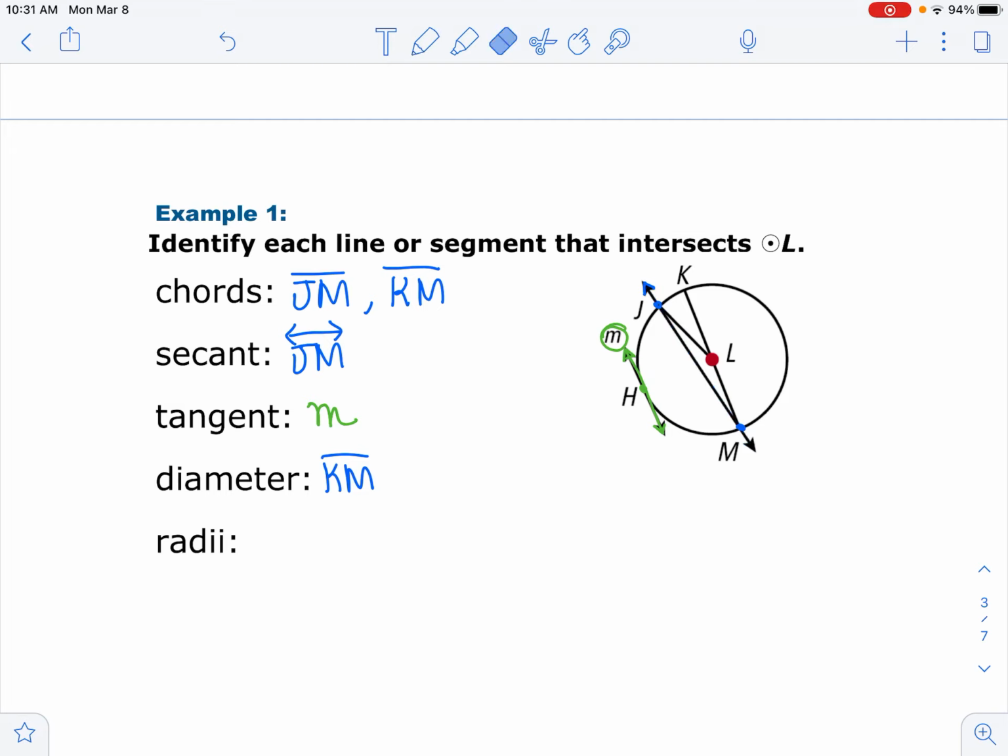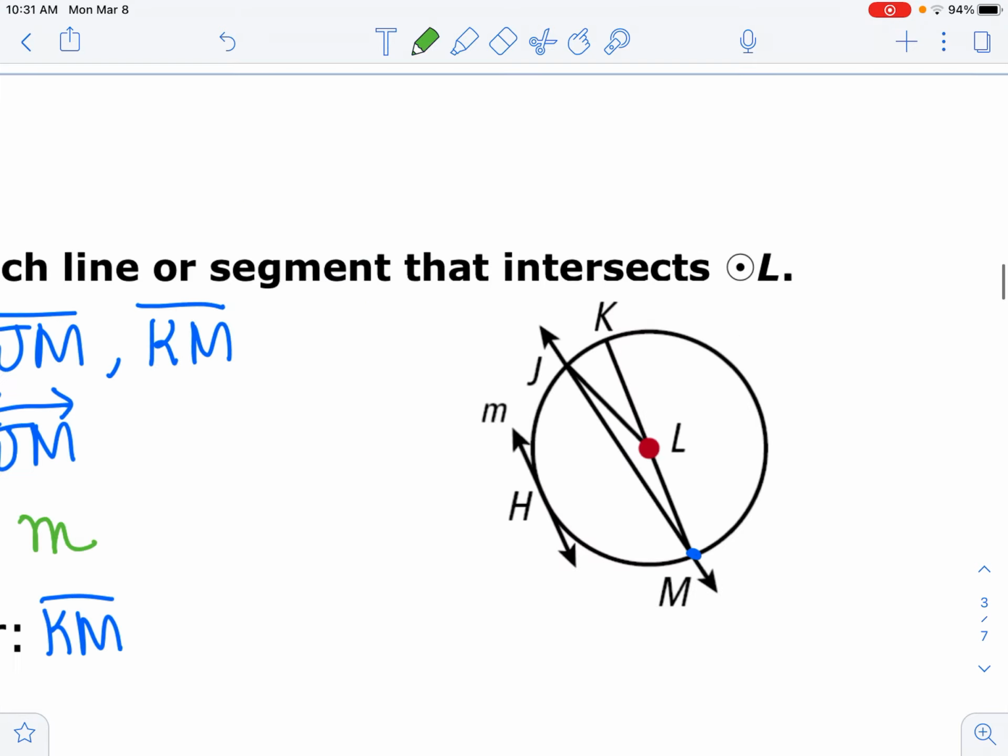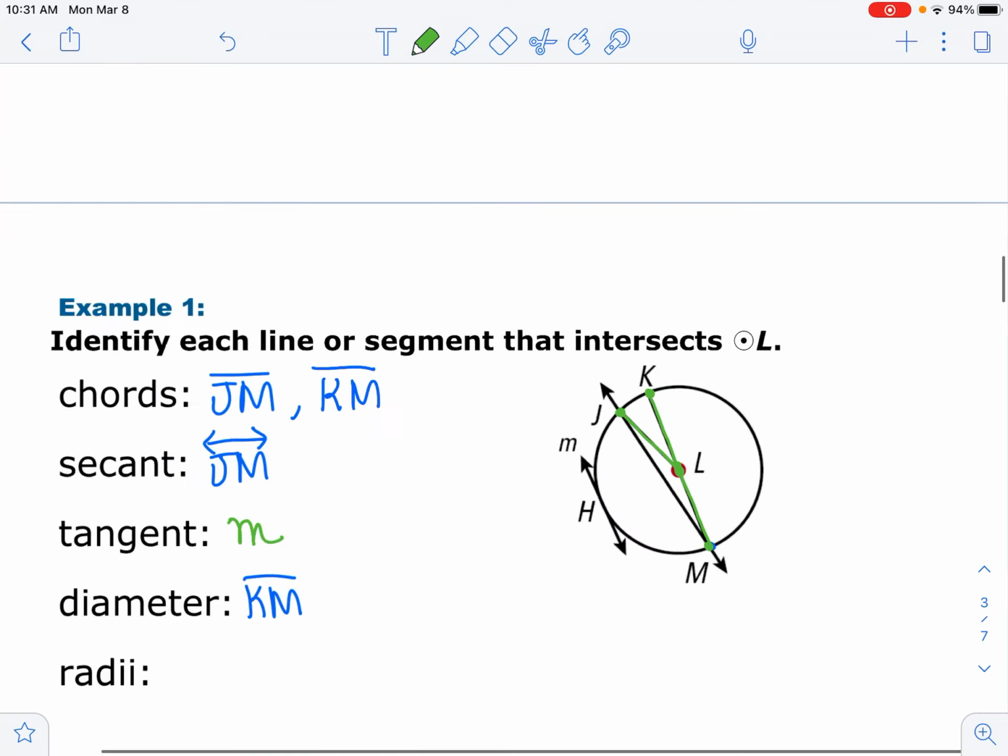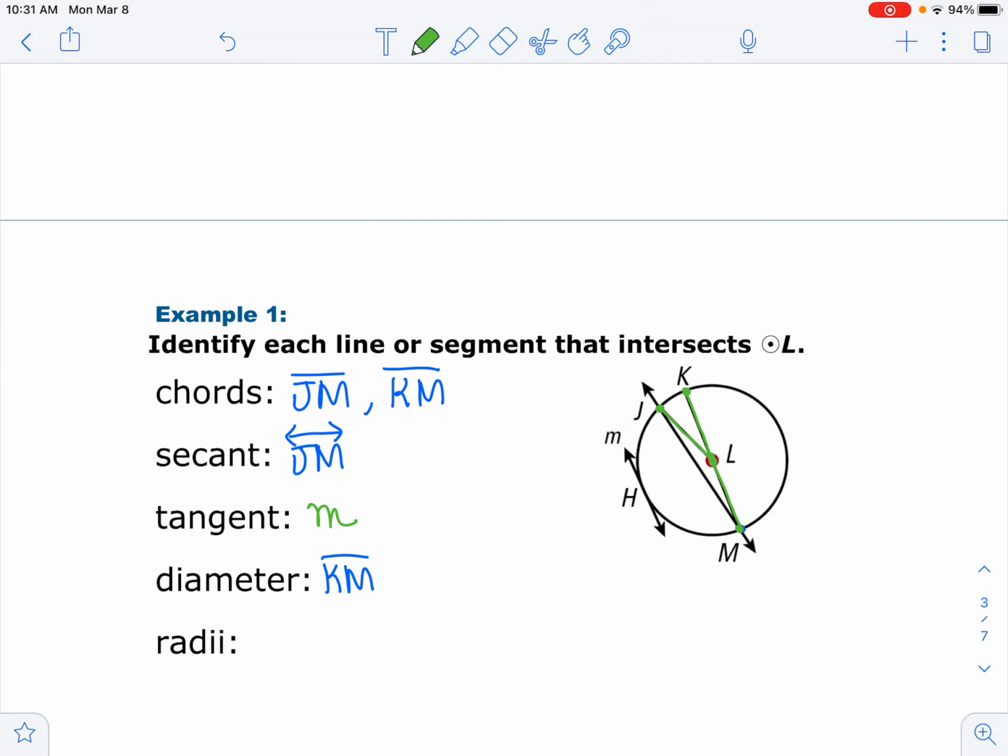All right, last but not least, I have my radii. Remember, the radii are the segments that go from the center, and then they have a point on the circle. So there's a radius, LJ. There's another one right here, which is LK. And then here's a third one right here, which is LM. All right, so let's write those down. LJ, LK, and LM.